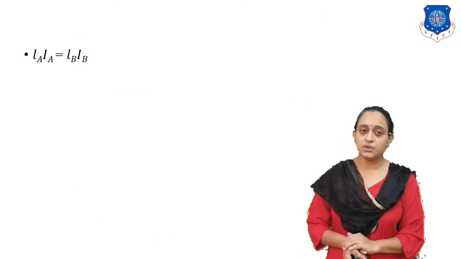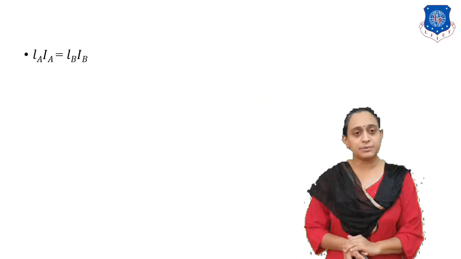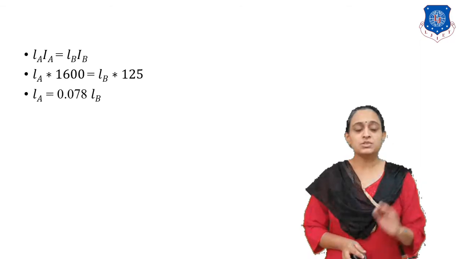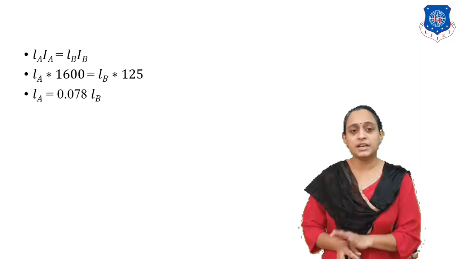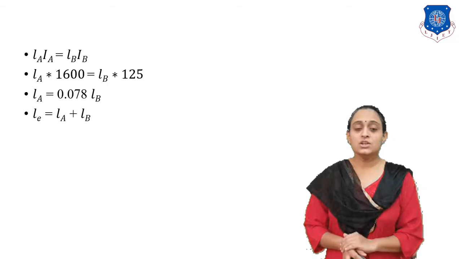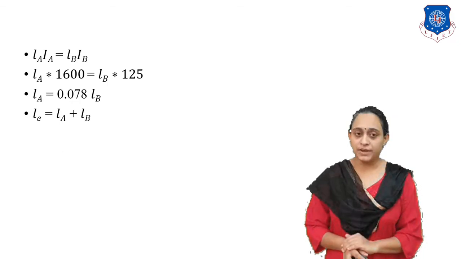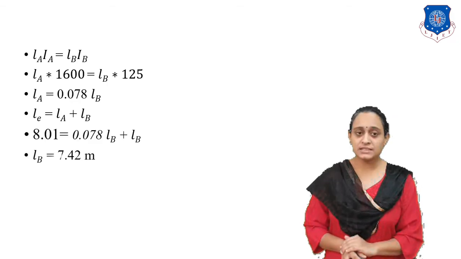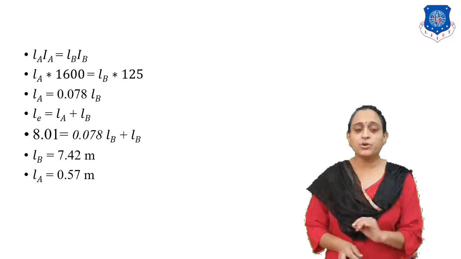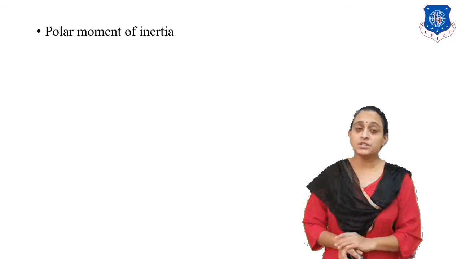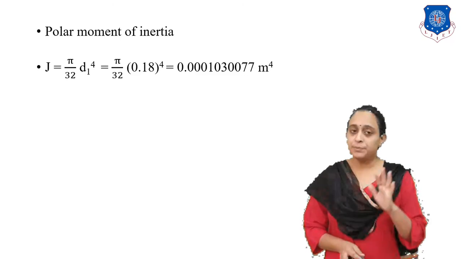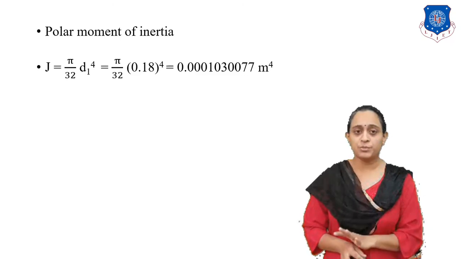Now let us have the equation LA IA is equal to LB IB. So by this, we will get the relation of LA and LB. So LA is equal to 0.078 LB. Okay. Now let us put the value of LA in our equation. So L equivalent is equal to LA plus LB. So finally, we will get LB as 7.42 meter and LA is equal to 0.57 meter. Now, what is polar moment of inertia? So, it is J is equal to pi by 32 d1 raised to 4. By putting the value of d1, we will get the polar moment of inertia.